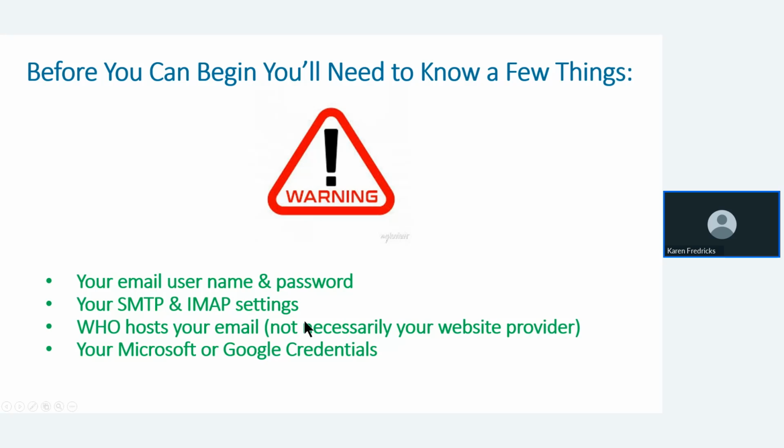And before you begin, you're going to need to know something. If you're going to want to integrate this with Outlook or Gmail, you need to know your entire email username and password. Sounds stupid. You also need to know your SMTP and IMAP settings. Gmail has them. If you've got your own domain, you might have to go to whoever's hosting your domain and find out what your SMTP and your IMAP settings are. You have to know who is hosting your email, and you're going to need your Microsoft or your Google credentials. So get all those usernames and passwords. You can't just set this up without having those passwords ready.